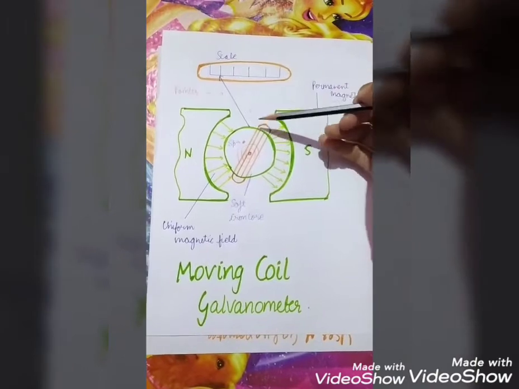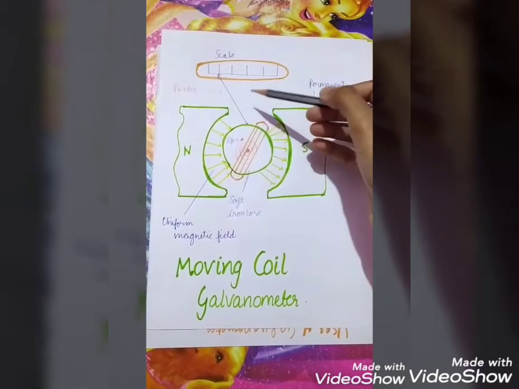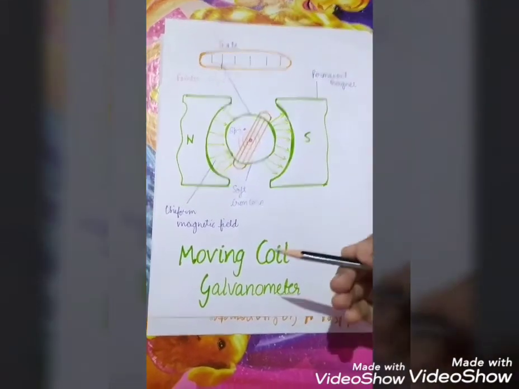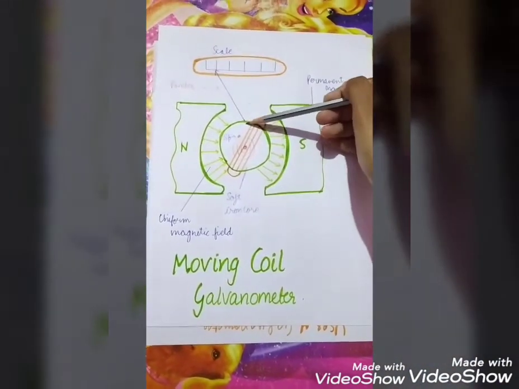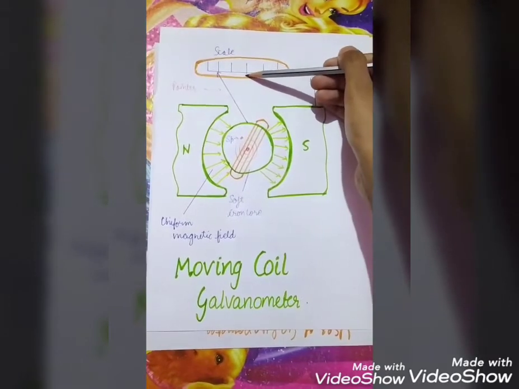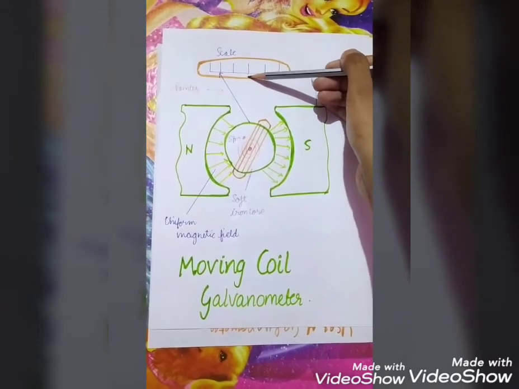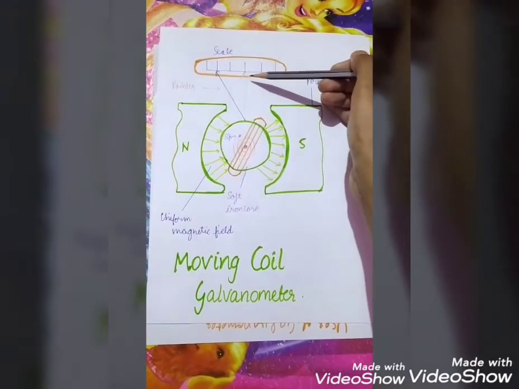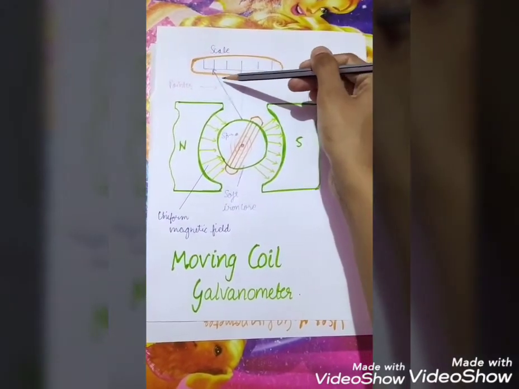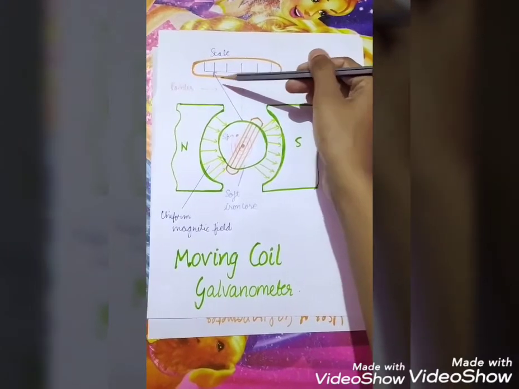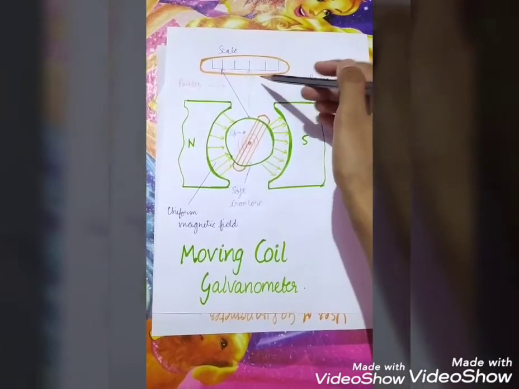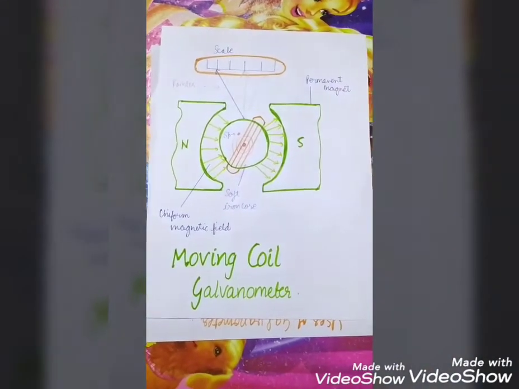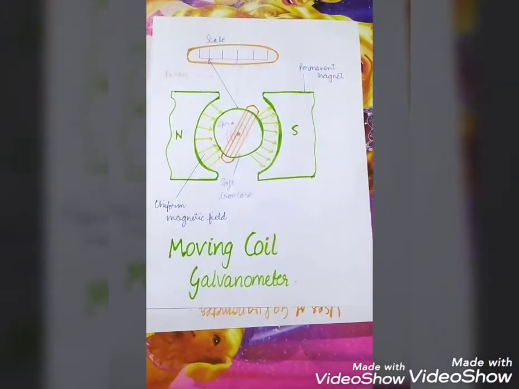And here we have a pointer. Why? So that this pointer will deflect and we will know the value of the current. If this pointer is pointing straight, what does that mean? It means that there is no current flowing through the circuit. But if this pointer shows a value towards the left or right of this midpoint, it indicates that some current is flowing through this circuit.